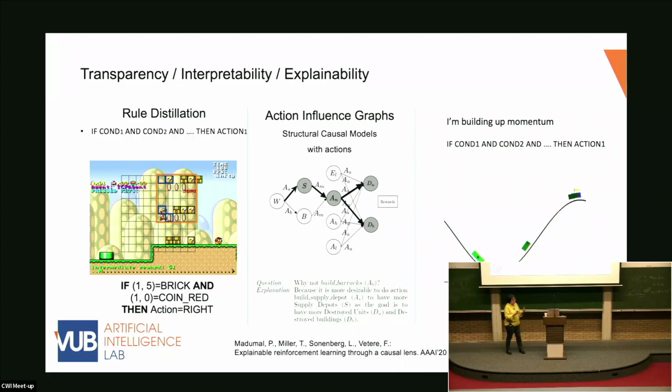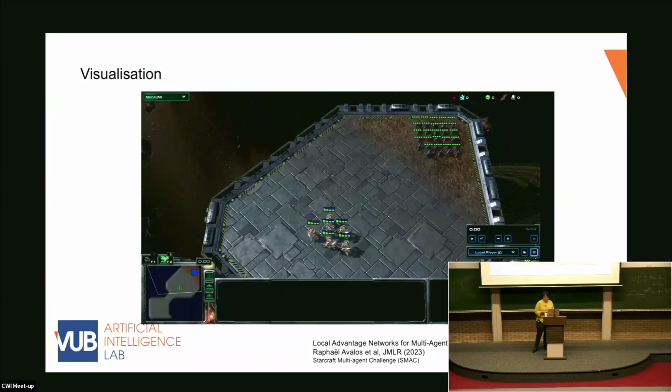And today we basically have these rule-based explanations that make the policy transparent, but not really explainable. Visualization is, in my opinion, just like with a mountain car, a good tool.